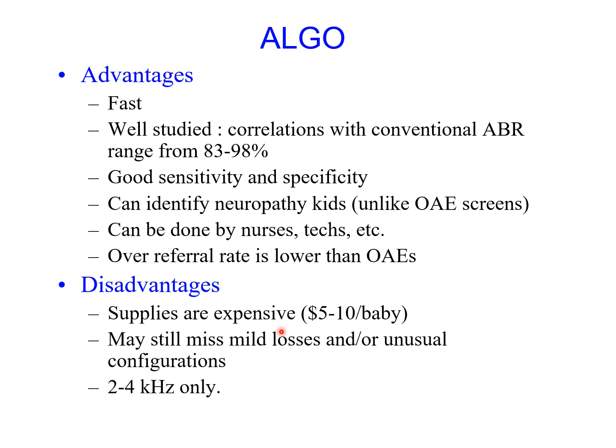The disadvantages of ALGO include that the supplies are expensive because you have to use a specialized phone cup, and you have to use recording electrodes that are disposable. And those consumable supplies are quite expensive. It's about $5 to $10 for each screening. And also, when you use ALGO, you may miss mild hearing loss.